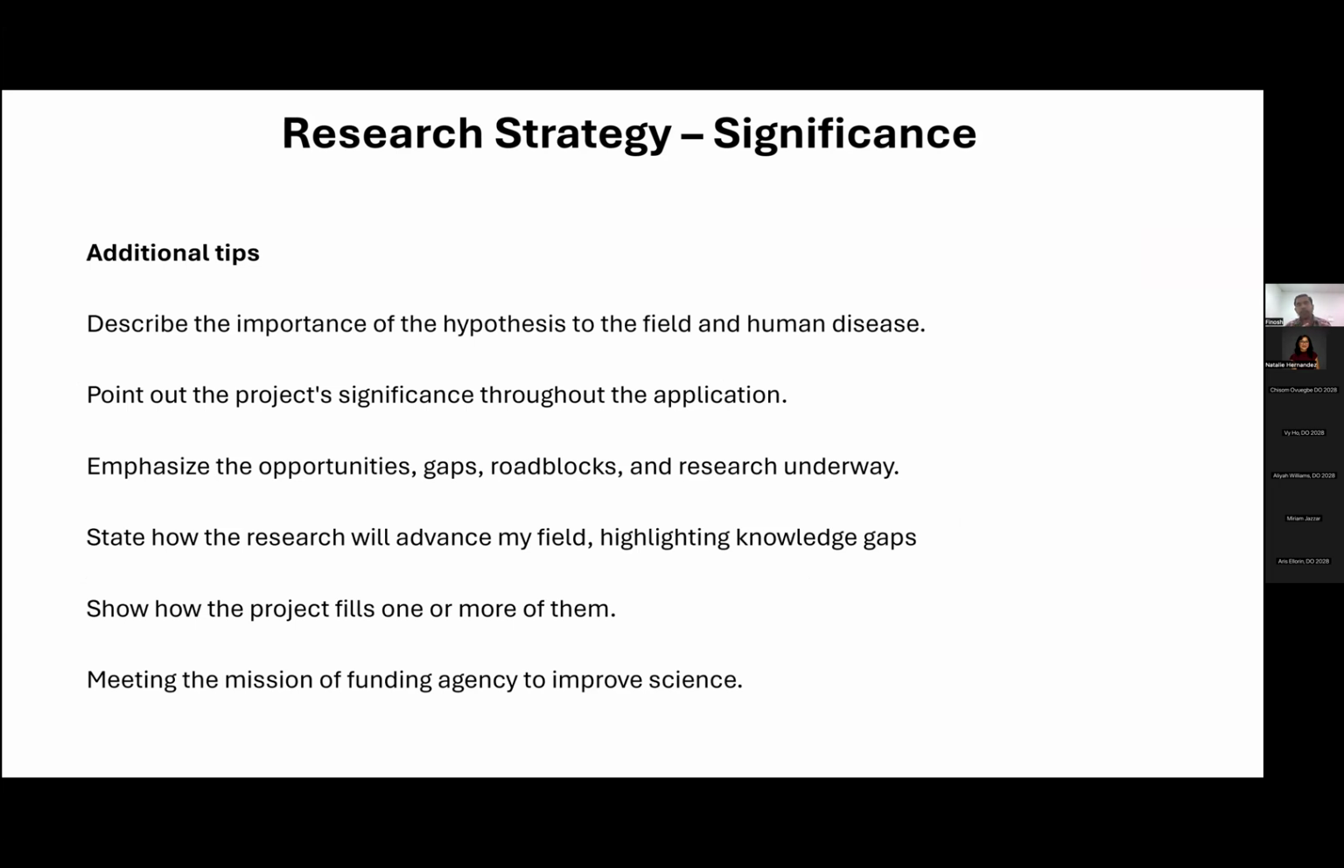So whenever you make any comments, always emphasize why that particular aspect is important in this field. Okay, you can point out the opportunities, gaps in the knowledge, the research which needs to be done, the roadblocks, and what the ongoing research is. Also try to emphasize how your project will fit into or address any of these knowledge gaps. And you also need to give a clear-cut picture of how the mission of the funding agency to improve science will fit into your application. So give that aspect also when you write your significance page.